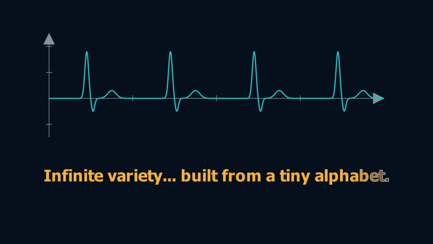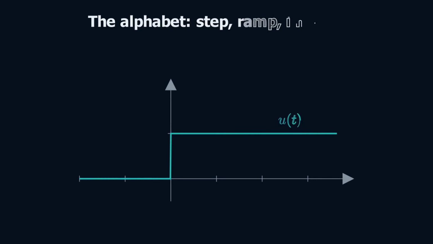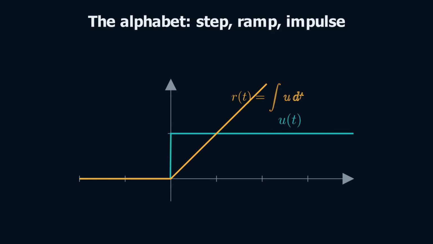Let's meet the alphabet. Letter 1, the unit step, u of t, 0 for all negative time, 1 for all positive time. It is the mathematical model of a switch turning on. Integrate the step, and you get letter 2, the ramp. It climbs at slope 1, starting from 0. Step and ramp are a calculus pair: integrate one way, differentiate the other.